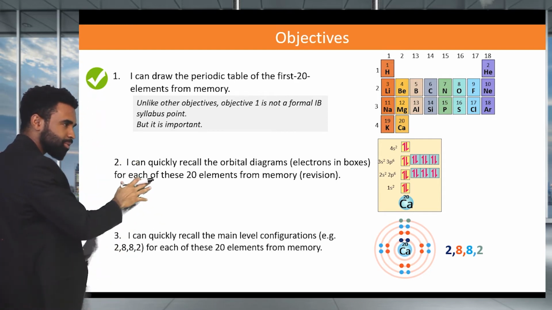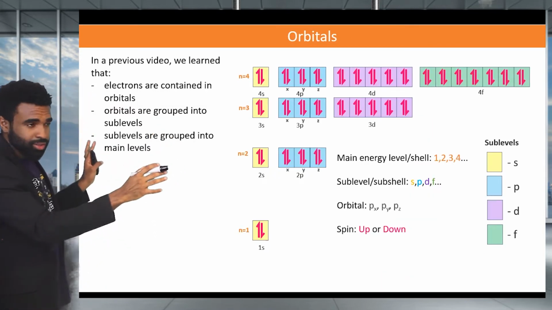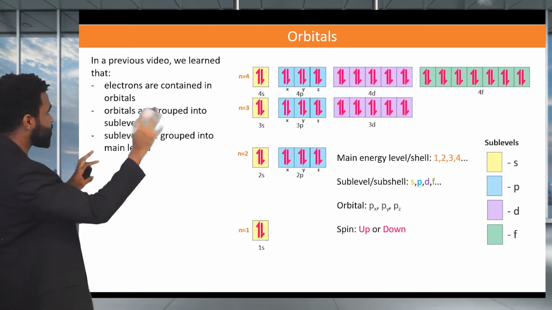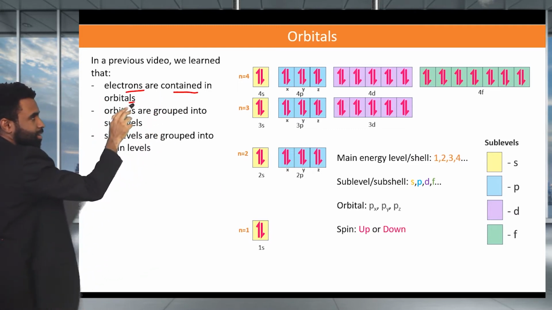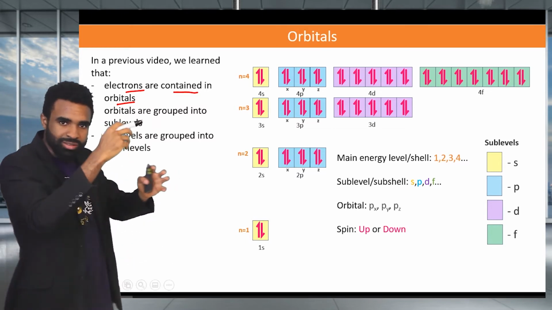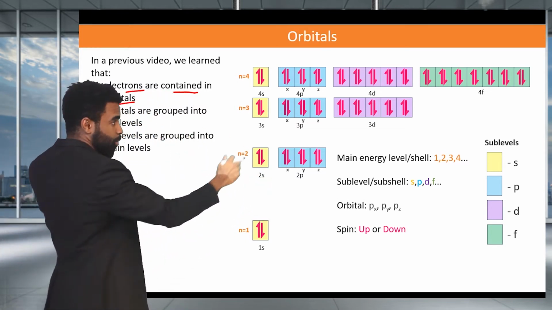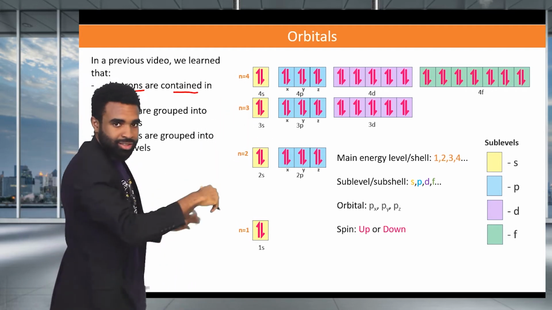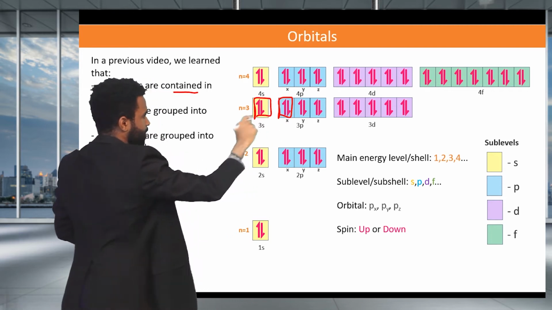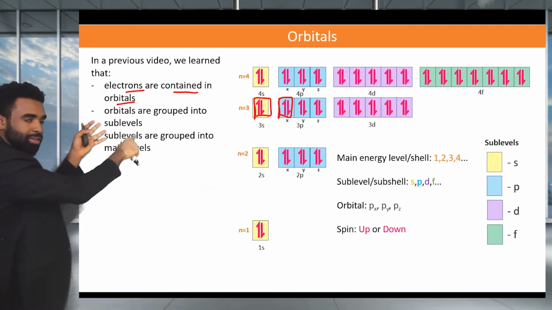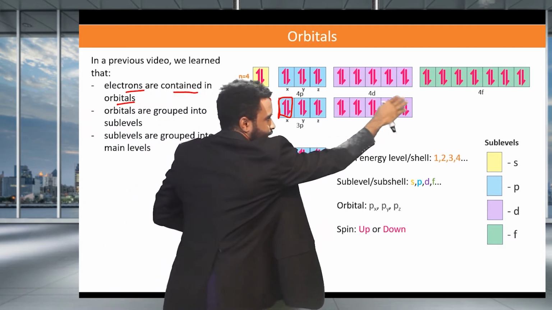Let's go to the second one, these electrons in boxes. This is revision. We had learned in a previous video that electrons are what? They're contained in orbitals. An orbital is a region of space where we have a high probability of finding an electron. And we represent these orbitals as just squares or here rectangles. So this is an orbital, this is an orbital. The orbitals are grouped into what? Sublevels. What's a sublevel here? A sublevel is basically just a color group.